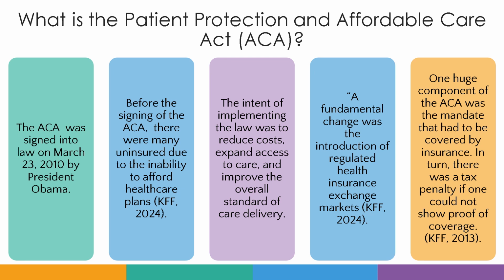One huge component of the ACA was the mandate to be covered. In turn, there was a tax penalty if one could not show proof of coverage. This penalty increased over the years, starting in 2014 through 2016. It consisted of the greater of $695 per year, up to a maximum of 3 times that amount, or $2,085 per family, or 2.5% of the household income.